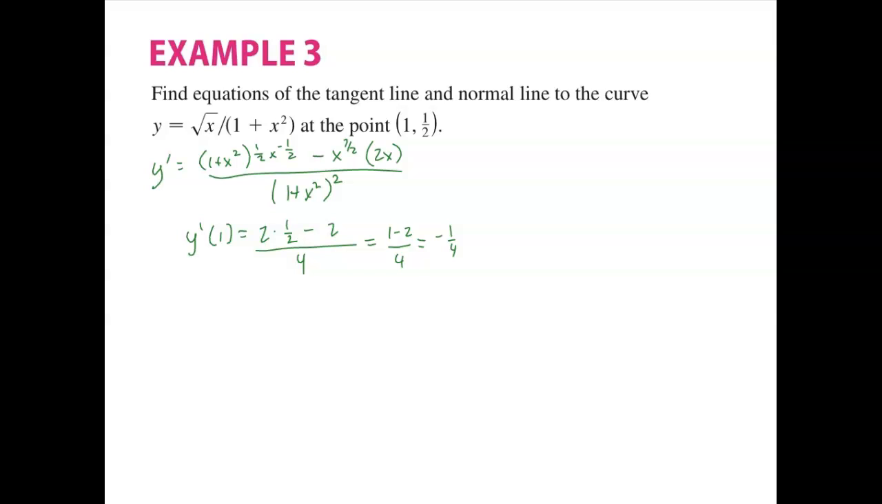All right. The derivative is the slope of the tangent line, right? So my tangent equation will be y minus 1/2 equals negative 1/4 times x minus 1.